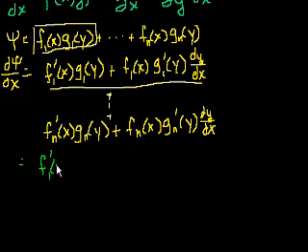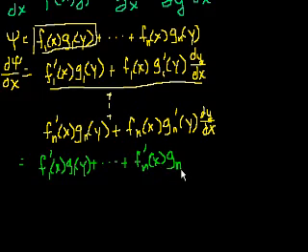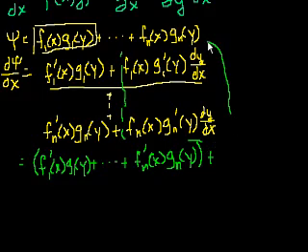f1 prime of x times g1 of y plus f2, g2, all the way to f_n prime of x, g_n of y. That's just all of these added up, plus all of these added up, all of the terms that have the dy/dx in them, right?